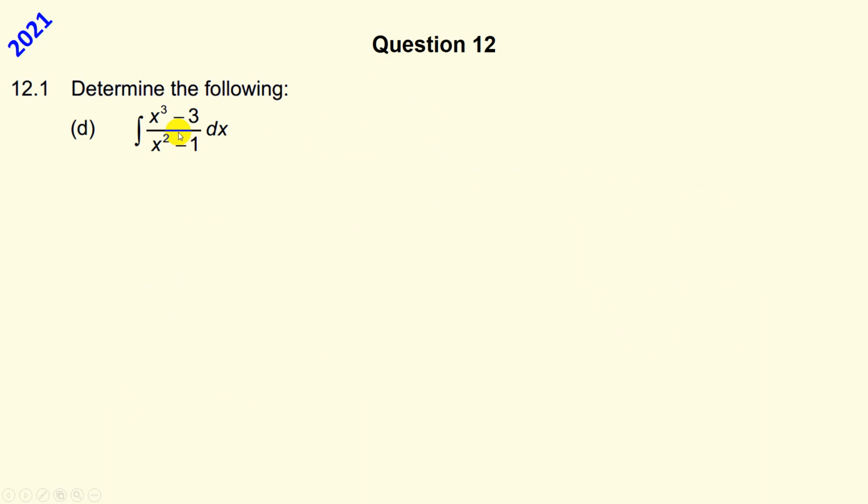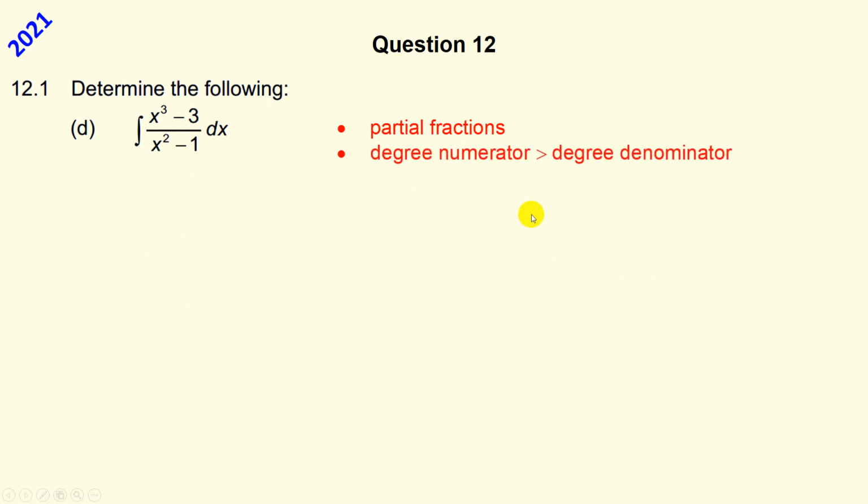We have a fraction, and the degree of the numerator is greater than the degree of the denominator. So we're going to do it by partial fractions. But because the degree is higher above, we have to divide first. So I'm going to do the long division.